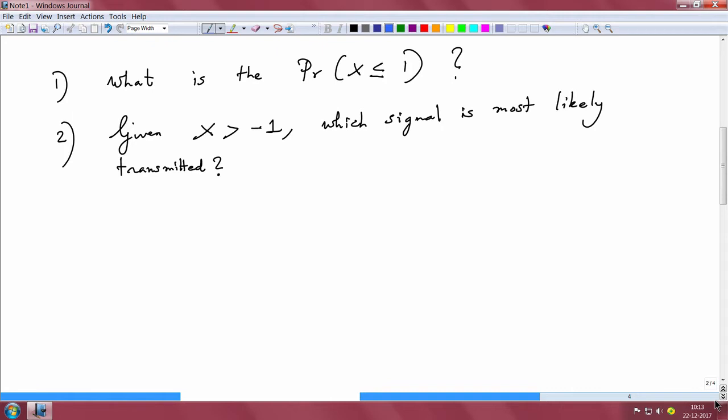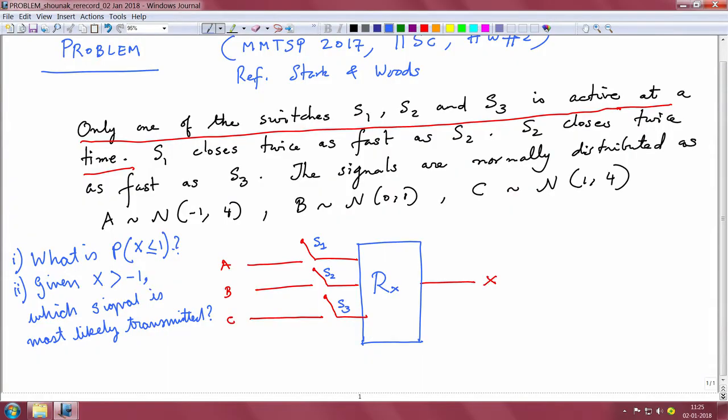This problem will be solved by Shaunak Roy. Let me go through the problem once and then we will try to solve it. We have a receiver which is connected to 3 sources A, B and C via the switches S1, S2 and S3, and X is the receiving side.